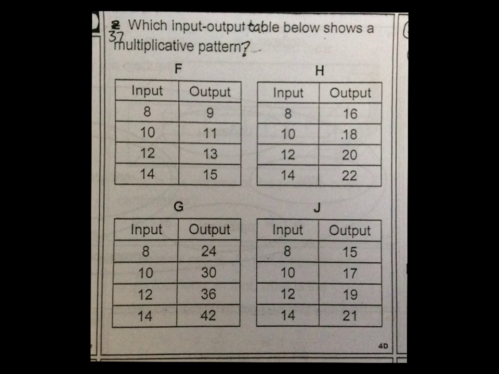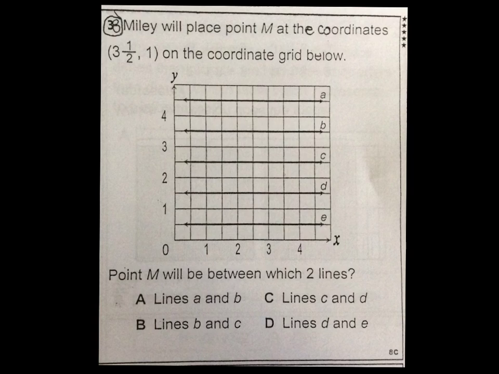Number 37. Which input-output table below shows a multiplicative pattern? F, G, H, J. Number 38. Miley will place point M at the coordinates 3.5, 1 on the coordinate grid below. Point M will be between which 2 lines?